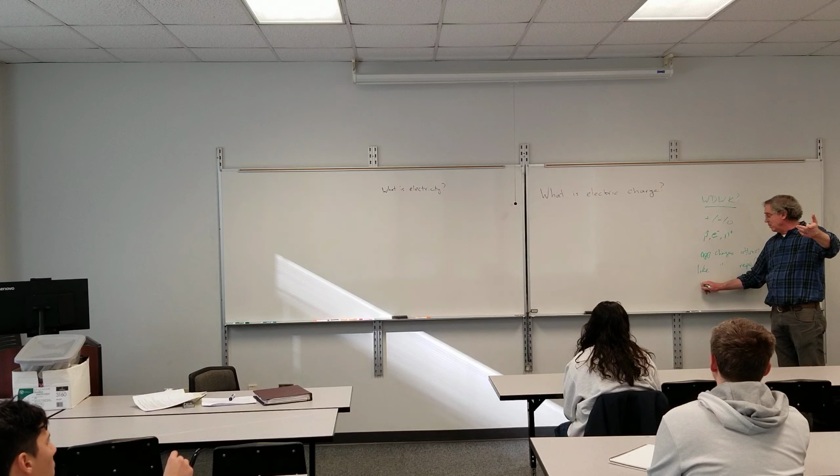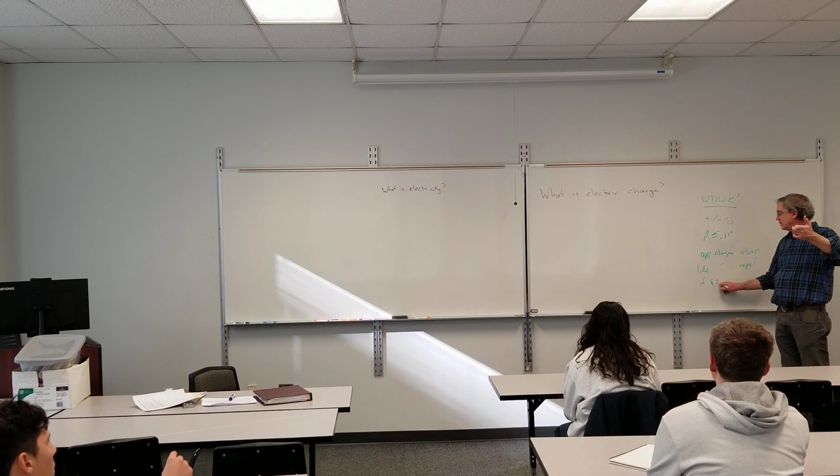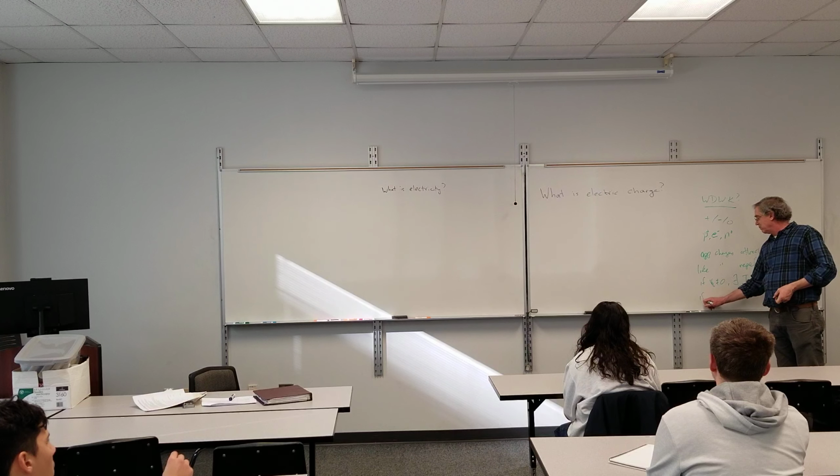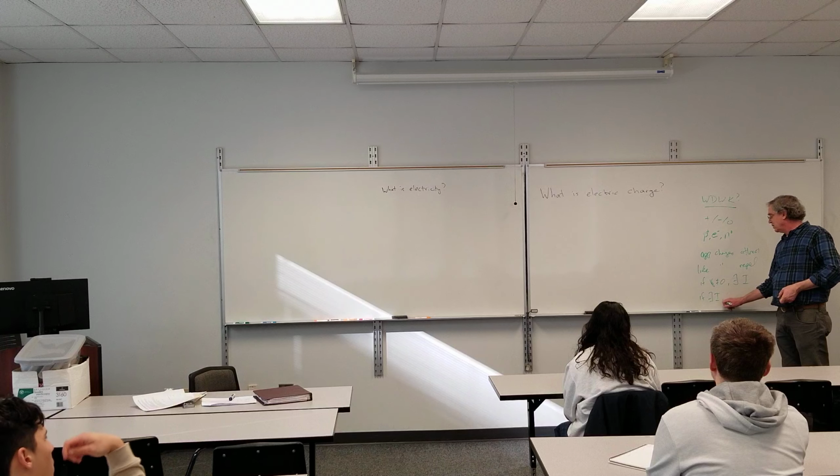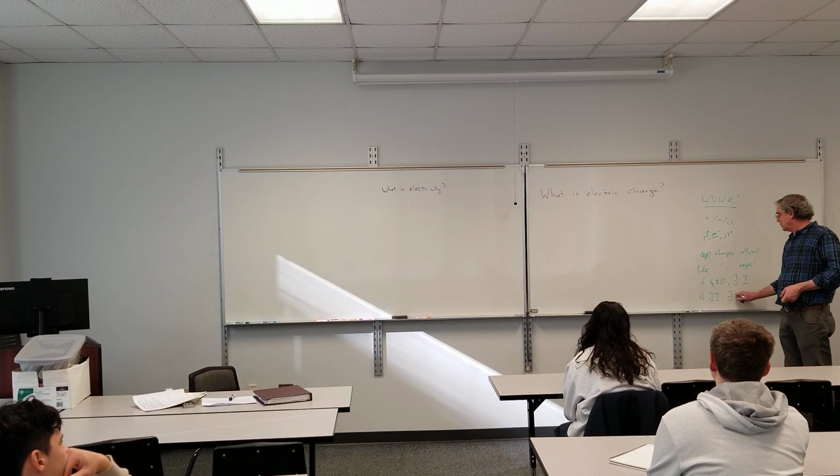All right, so I guess combining earlier, if the charge velocity V is not zero, then there exists current. If there exists current, then there exists a magnetic field. All right.